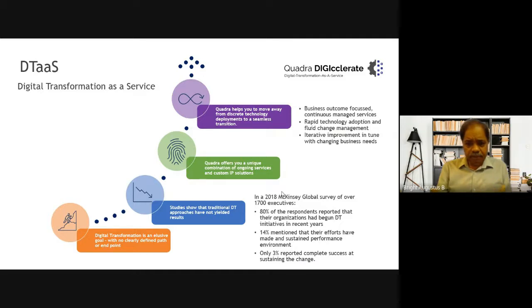Think about this. McKinsey Global Survey talks about 80% of the respondents reporting that their organization had already begun the digital transformation journey. But then 14% mentioned their efforts have made and sustained performance improvement. But 3% reported complete success. 97%, what happened to that? That's a big number. They are still wondering how they can make the most of the cloud.